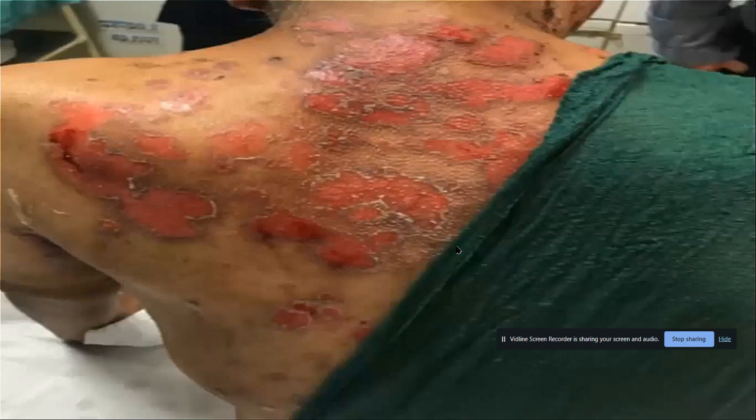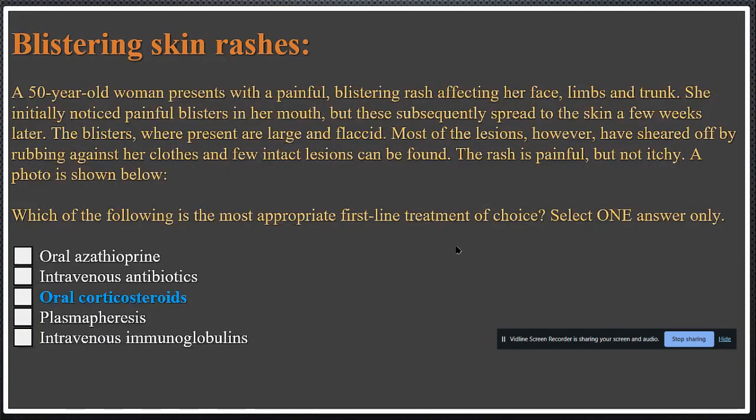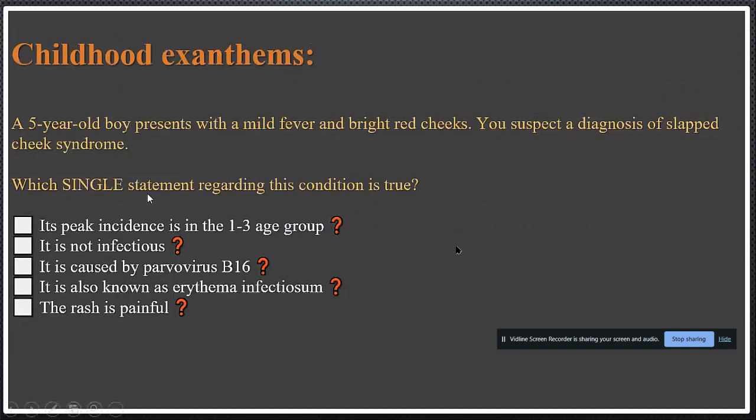Corticosteroid, option C. Pemphigus vulgaris. The treatment is oral corticosteroid. So, oral corticosteroid. A single treatment regarding this condition, slapped cheek syndrome.